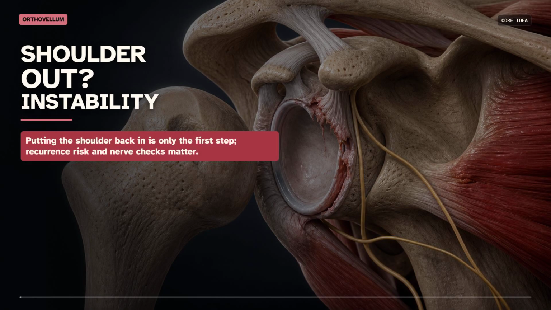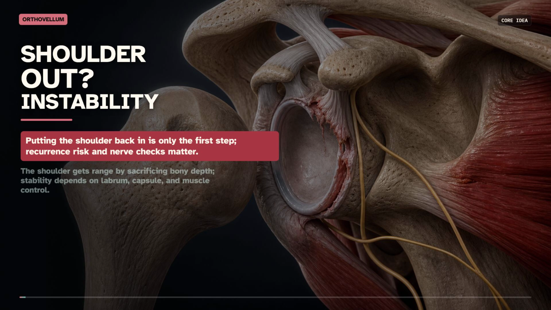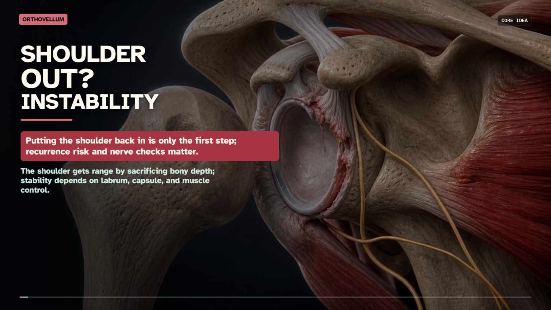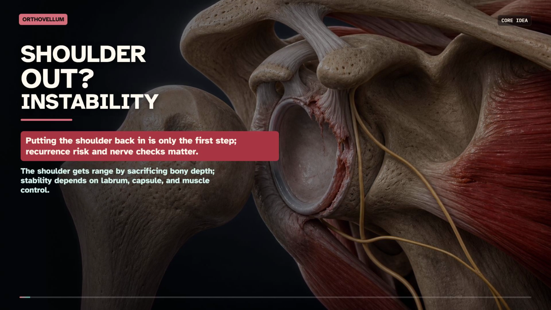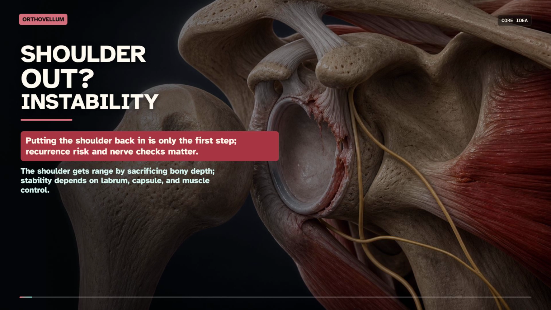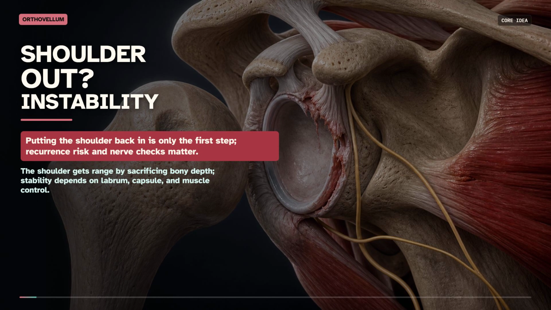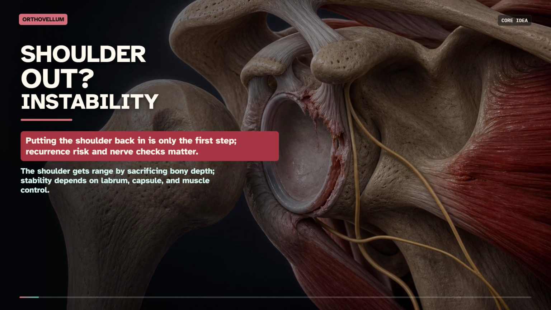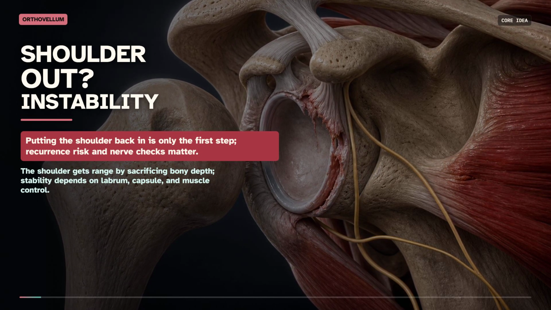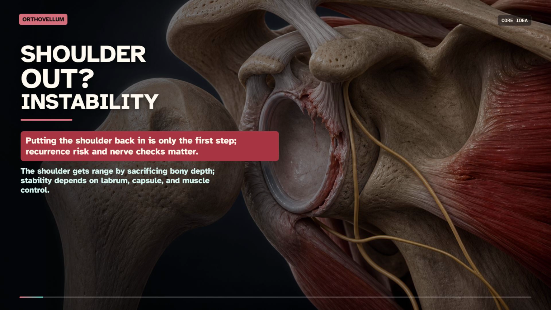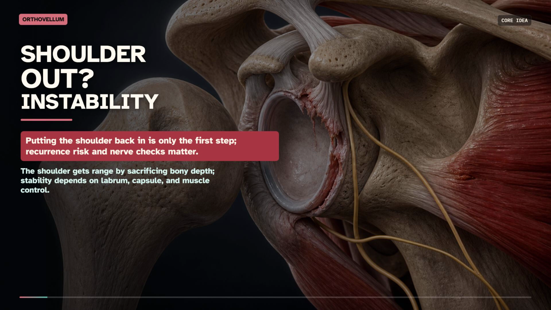Today, we are going to make shoulder dislocation simple without making it shallow. The shoulder gets range by sacrificing bony depth. Stability depends on labrum, capsule, and muscle control. The common trap is this: putting the shoulder back in is only the first step. Recurrence risk and nerve checks matter. By the end, a patient should understand what is happening, and a resident should know what decisions matter.